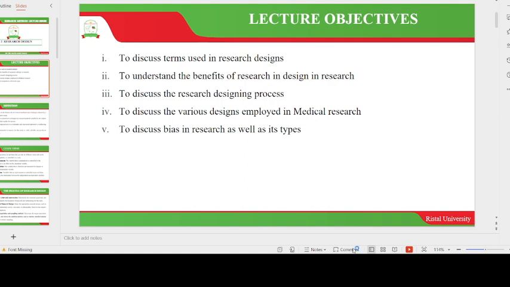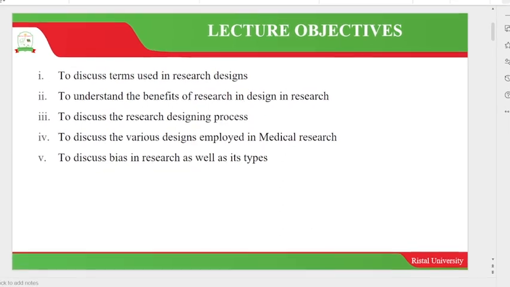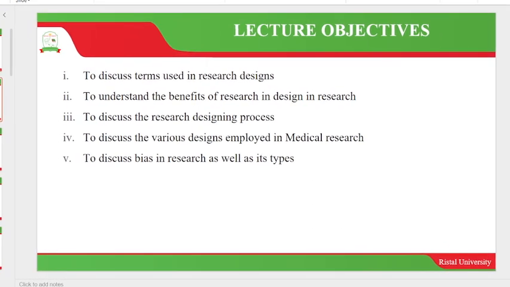Those are our lecture objectives. By the end of this lecture, you must be able to discuss terms used in research design. You must be able to understand the benefits of research design. You must be able to discuss the research designing process and various designs. You must also be able to discuss bias as well as the types of bias in research. Mr. Sam, can we go to the next slide?